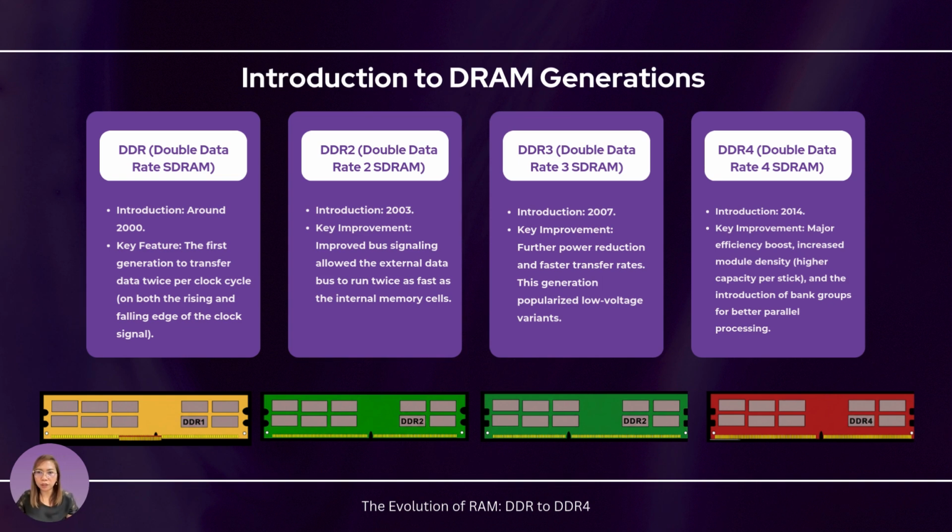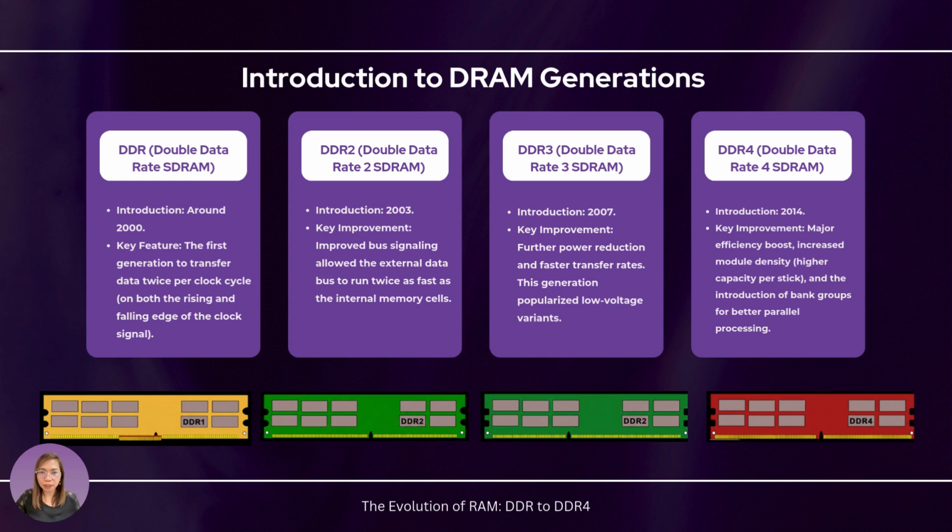When we talk about DDR, it was introduced in around the year 2000. It is the first generation of these DDRs to transfer data twice per clock cycle, on both the rising and the falling edge of the clock signal. Moving on is DDR2, which was introduced in 2003. The key improvement here is that the bus has improved in terms of its signaling, allowing the external data bus to run twice as fast as the internal memory cells.